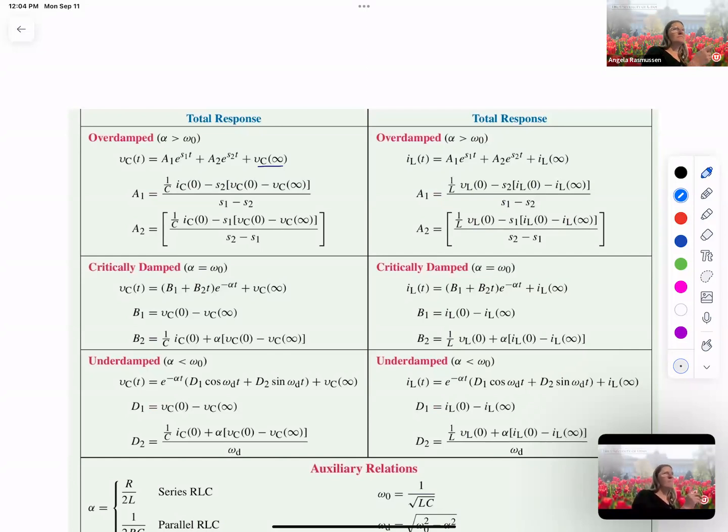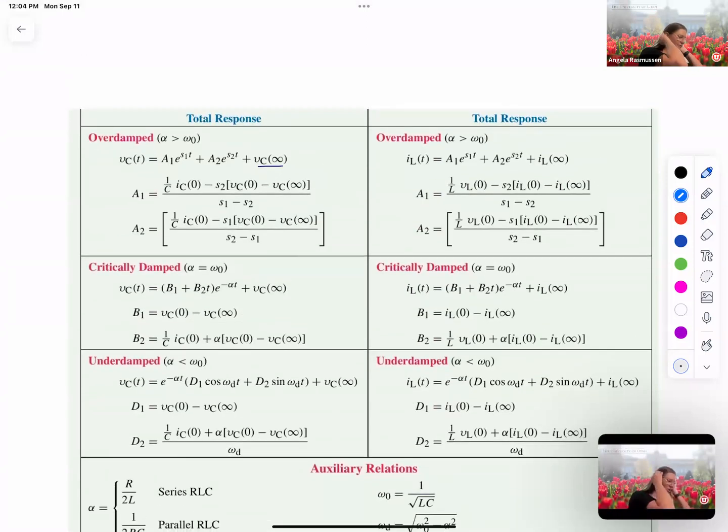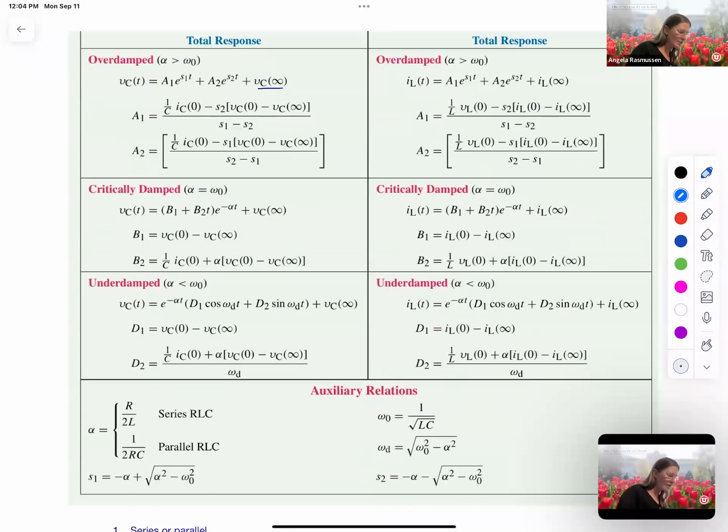Then what? Solve the circuit. Then you're going to solve the circuit to get the values you need. So if you're, for example, in critically damped, you're going to find VC(0), VC(infinity), and IC(0). If you're in the others, if you're in a parallel connection, you're going to find IL(0), IL(infinity), and VL(0). And whatever value you need to find, you're going to draw that circuit in that stage.